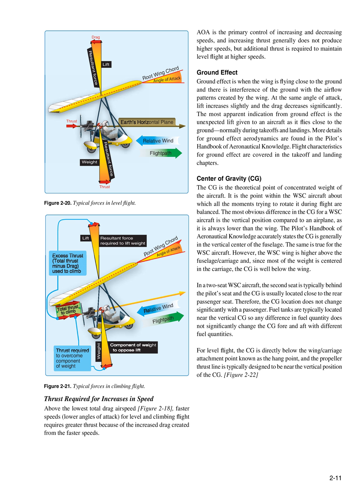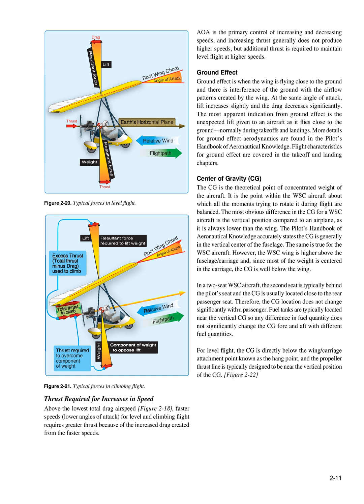Ground effect is when the wing is flying close to the ground and there is interference of the ground with the airfoil patterns created by the wing. At the same angle of attack, lift increases slightly and the drag decreases significantly. The most apparent indication from ground effect is the unexpected lift given to an aircraft as it flies close to the ground, normally during takeoffs and landings. More details for ground effect aerodynamics are found in the Pilot's Handbook of Aeronautical Knowledge. Flight characteristics for ground effect are covered in the takeoff and landing chapters.